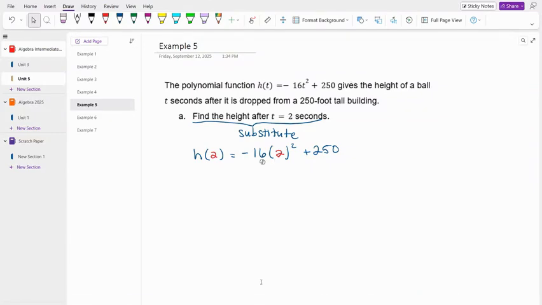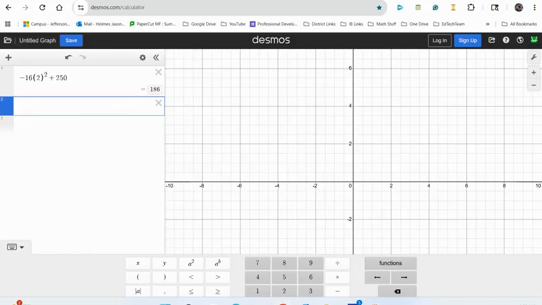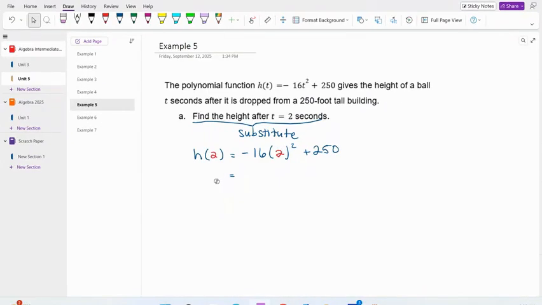186. Now, it's a word problem, so I'm going to need a label. That gives the height, and the height is in feet. So we'll say 186 feet. And that's going to be our answer.